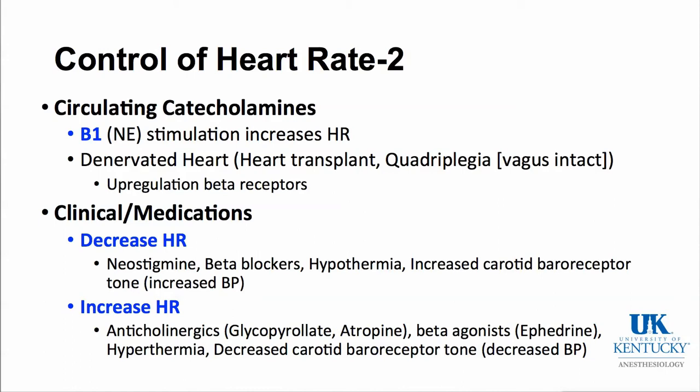Things that increase heart rate are listed here: anticholinergics like glycopyrrolate and atropine, beta agonists. An example would be ephedrine, which has an indirect effect by releasing catecholamines, and a direct effect, acting specifically on the beta receptor itself, and can increase heart rate. Increased temperature increases the temperature at the SA node and increases spontaneous firing of the SA node. And decreased carotid receptor tone, such as when the blood pressure decreases, causes a reflex increase in heart rate.